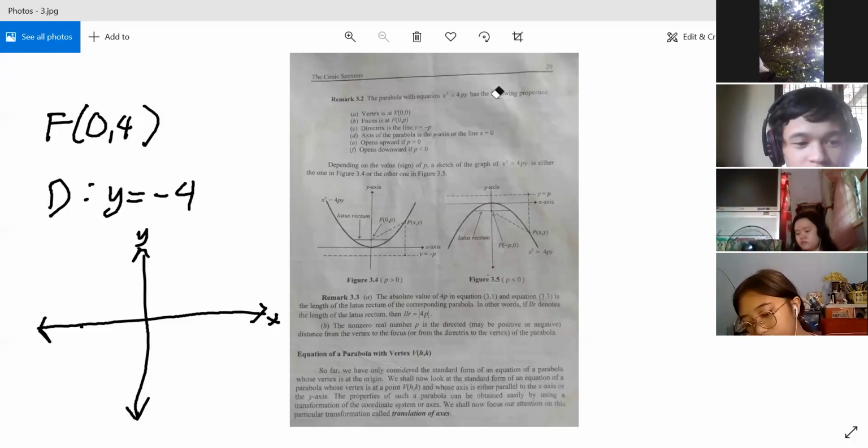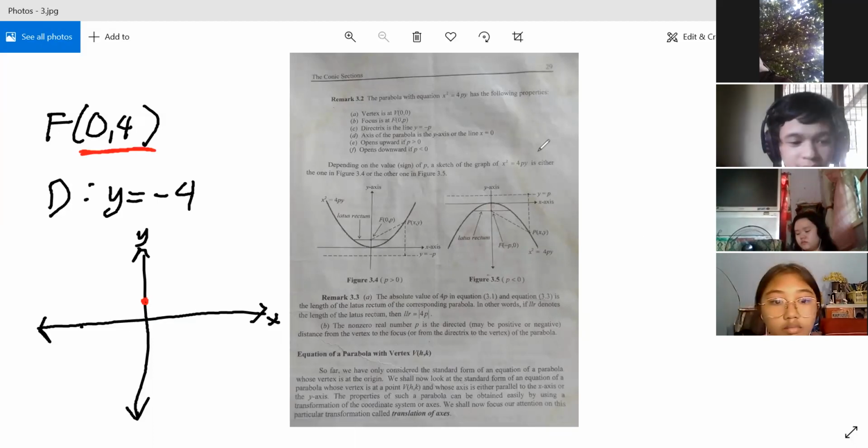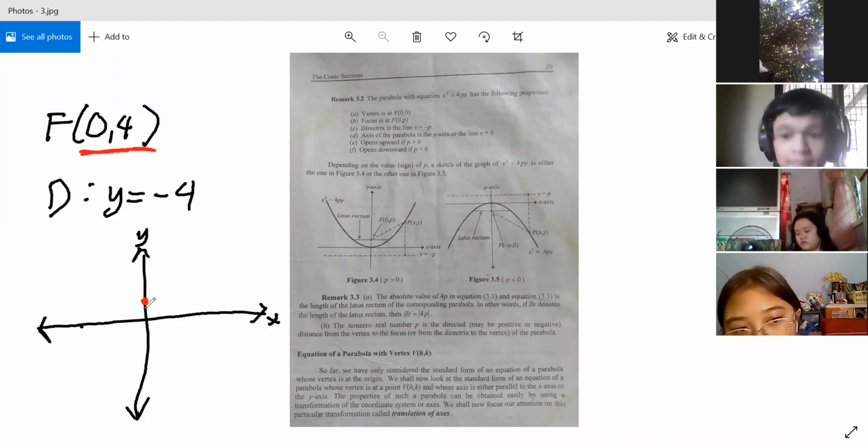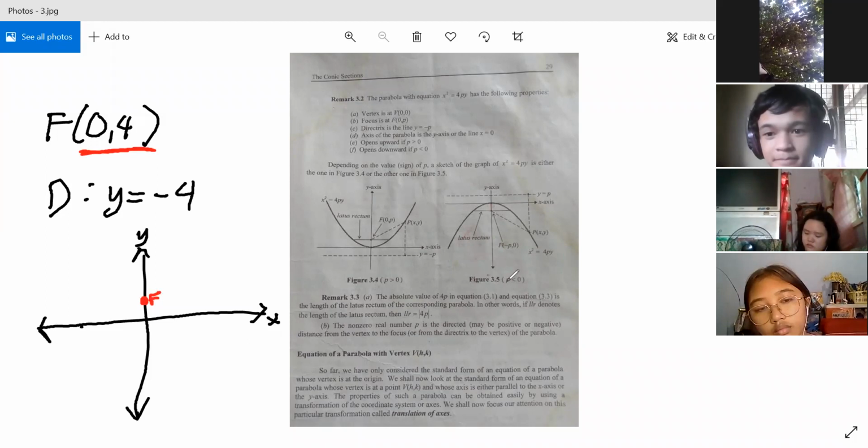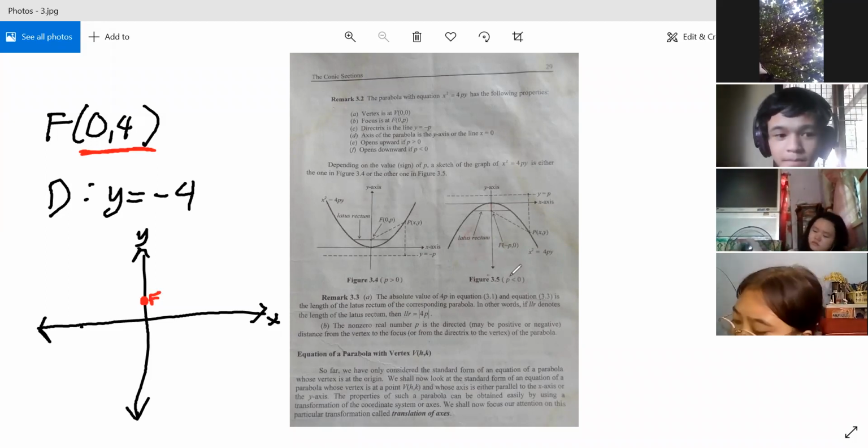It is given by 0, 4, right? Okay. Do you agree with Nia Claire? So, we assume that this is 4, right? Anyway, sketch it. So, this one is your focus. Okay. Now, where is your directrix?